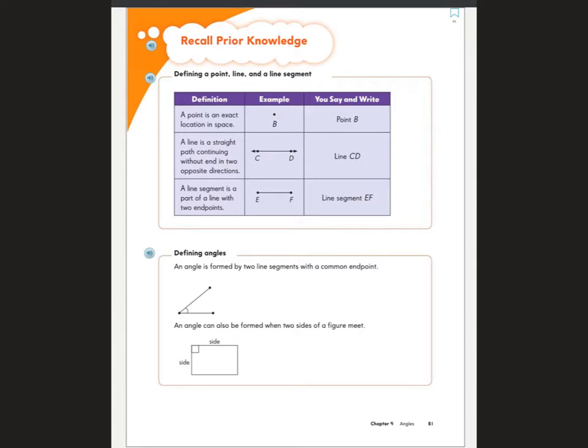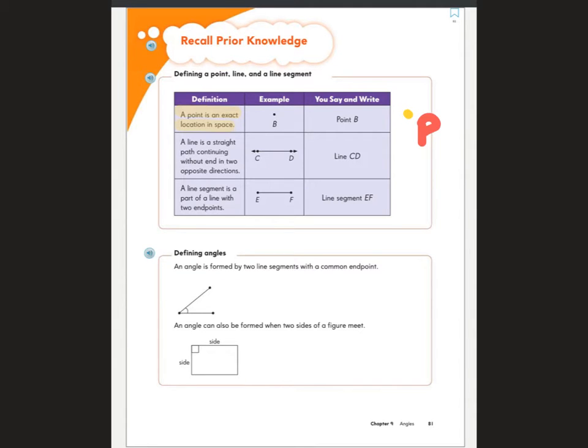As you can see, our first word is point. The definition is that a point is an exact space or location in space. There's an example. It's just a dot. So you can put a point anywhere, and then you want to name it. So in our example, they called it point B. So you can see I can draw a point and also label it. I can draw a point right here, and then I'm going to go ahead and label it as point P.